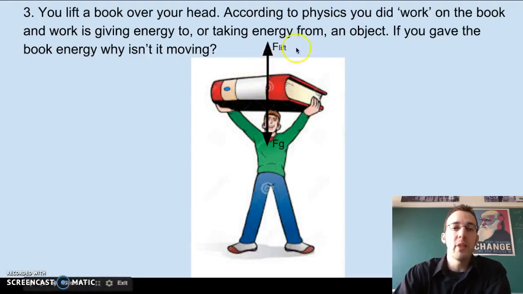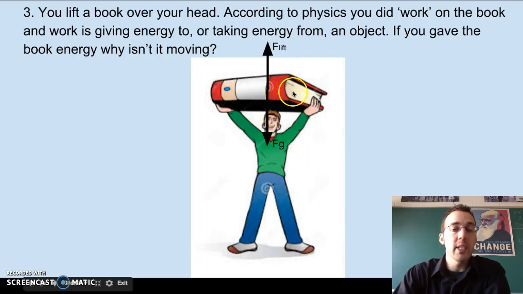But here's the thing. Even though I do work by lifting, I don't do total work. I don't do net work because gravity is pulling downward. So in order to lift this book, I lift with the exact amount of weight that the book has, which is equal to the force of gravity. Weight and force of gravity are the same thing, which means all the work I do in lifting the book, gravity tries to take that energy away by exerting a force downward.